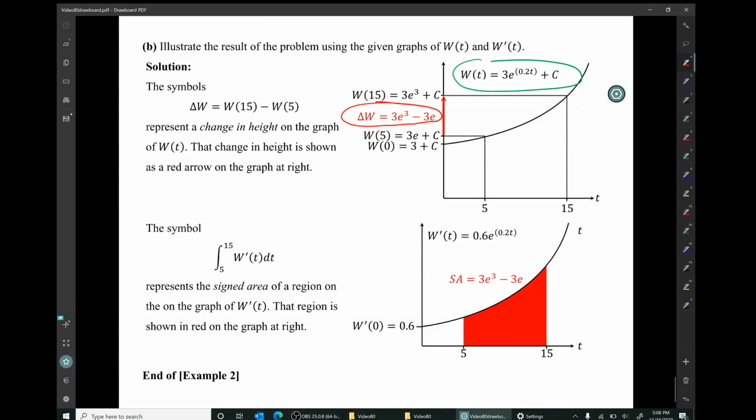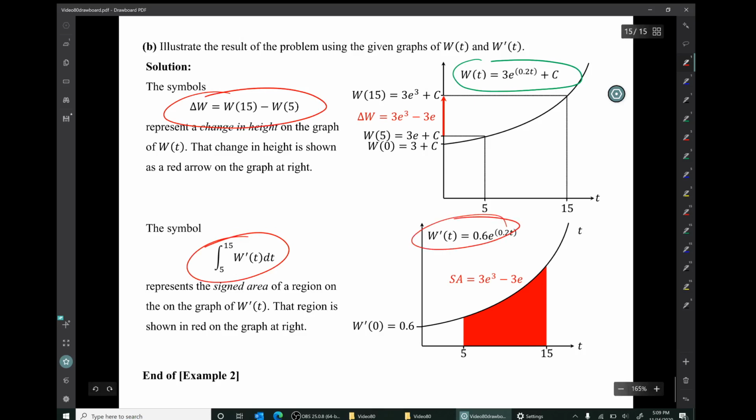Now, how do we illustrate this on the graph of W prime? Well, this change in weight we found by integrating the growth rate. And so if we have a graph of the growth rate, as we do down here, these curves have a similar looking shape, but they're not the same curve. This is the actual growth rate. There is no unknown constant in this formula. And so we see that the initial growth rate is 0.6.